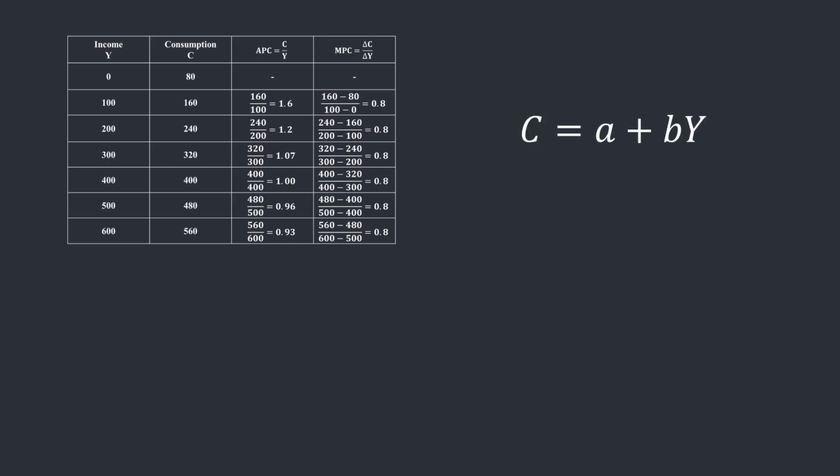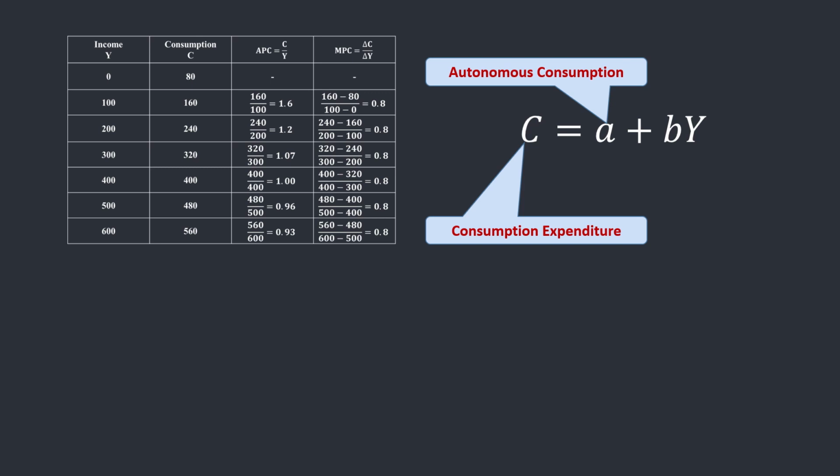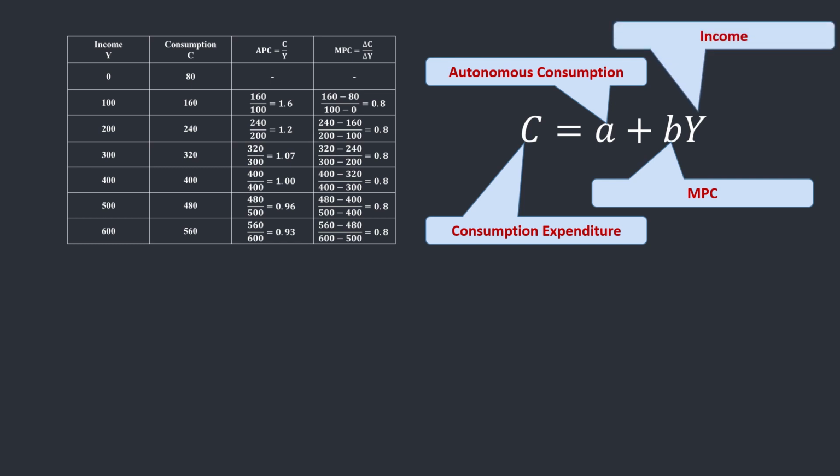The functional relation can be stated in the form of an equation. C equal to A plus BY, where C is consumption expenditure, A is autonomous consumption, B is marginal propensity to consume, and Y is income. According to our table, A is 80 rupees and B is 0.8. Then our equation is C equal to 80 plus 0.8Y. By substituting the income, we can get the corresponding consumption.